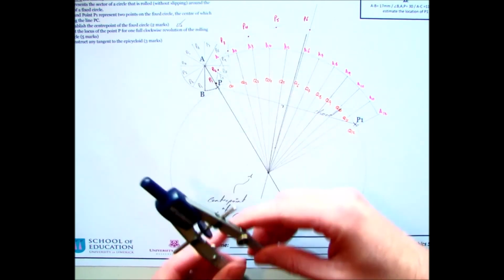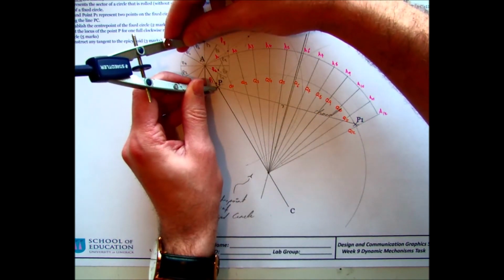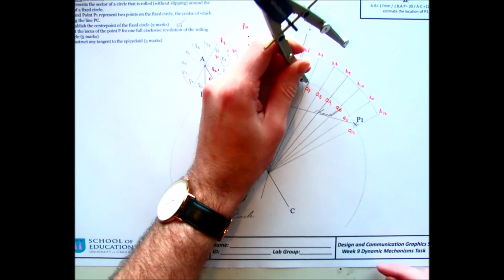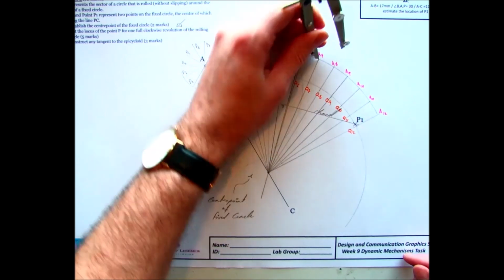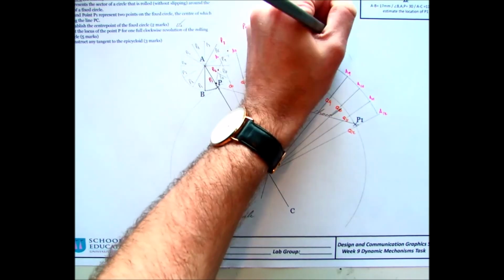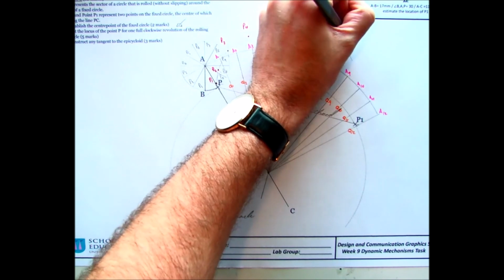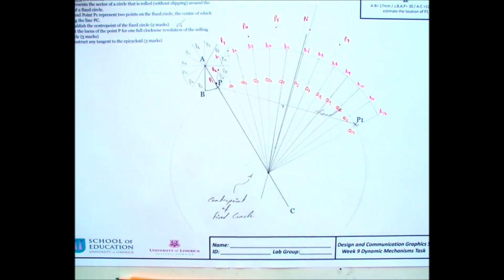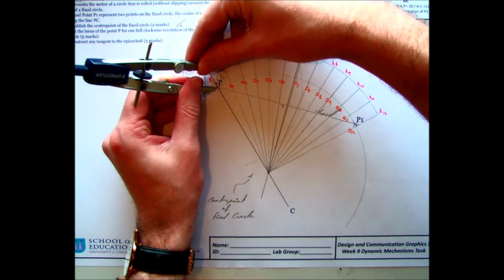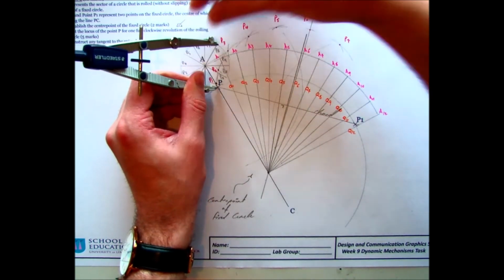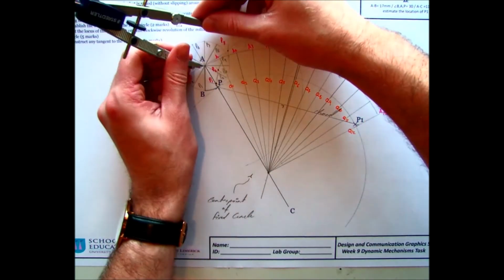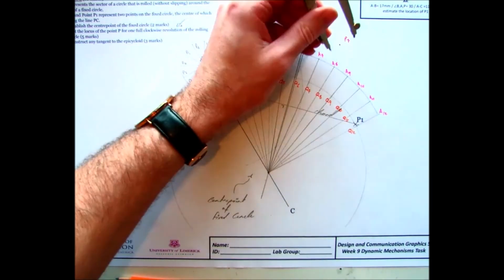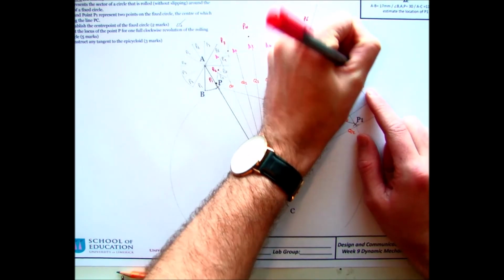So we'll continue on now with P6. So P to P7. P7. You can see how P7 is the same as P5, mirrored. P. Same thing with P8 and P4.